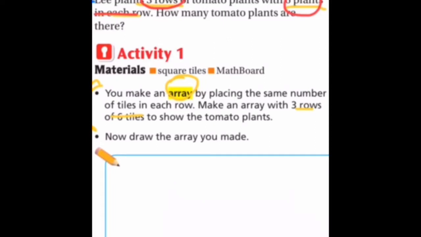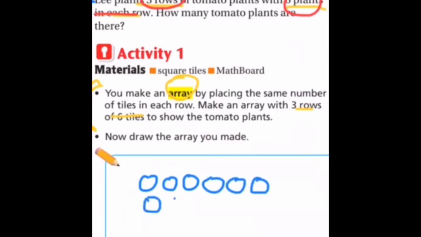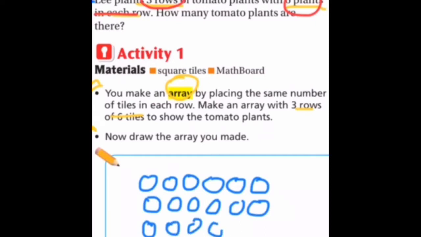So if I draw that, I have 1 row here with 1, 2, 3, 4, 5, 6 plants. 1, 2, 3, 4, 5, 6 plants, that's 2 rows, and my third row has 1, 2, 3, 4, 5, 6 plants. This is an array right here, okay? I have 3 rows, 1, 2, 3, and there are 6 in each row, all right?